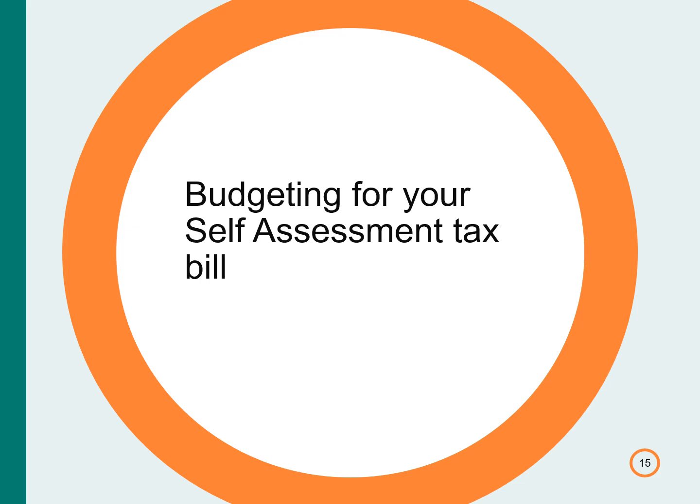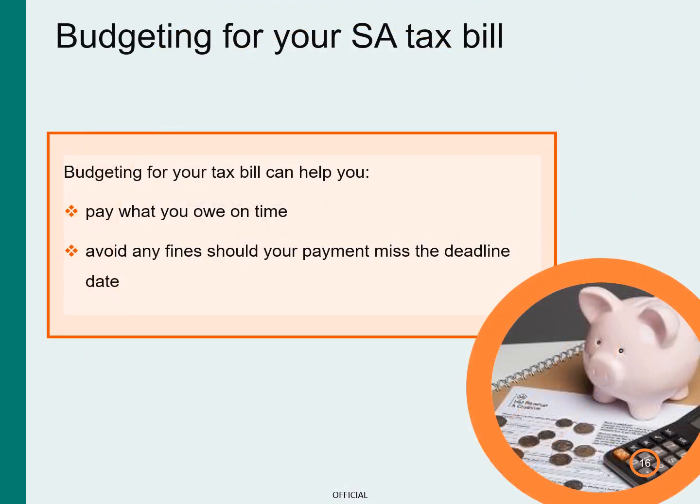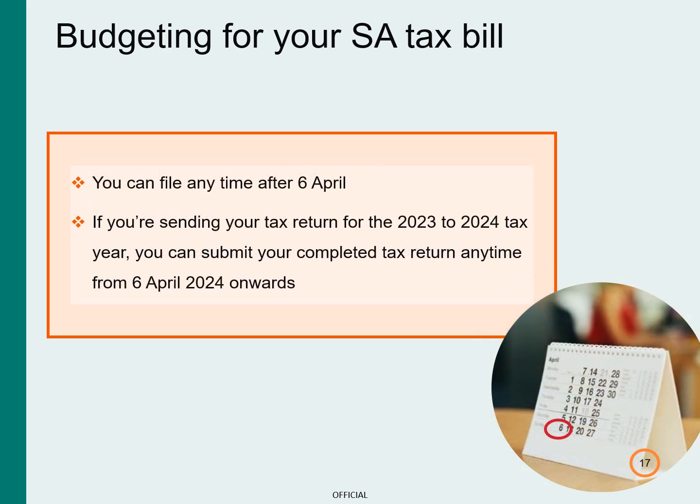Let's start by looking at budgeting for your SA tax bill. When you're new to SA, it's a good idea to budget for your tax bill. Budgeting for your tax bill can help you pay what you owe on time and avoid any fines. The payment deadline date is the 31st of January following the end of the tax year. You can file your return any time from the 6th of April after the tax year end for which you are sending a tax return.